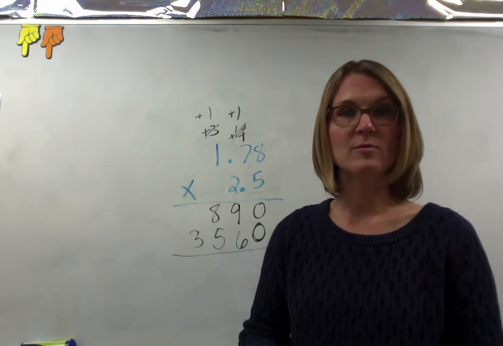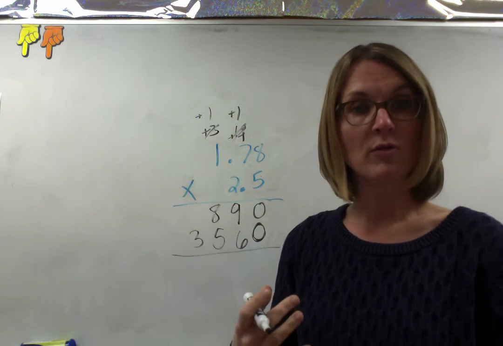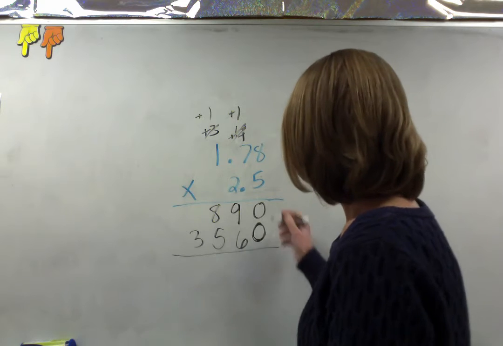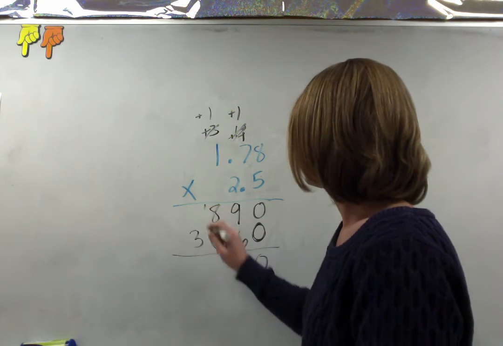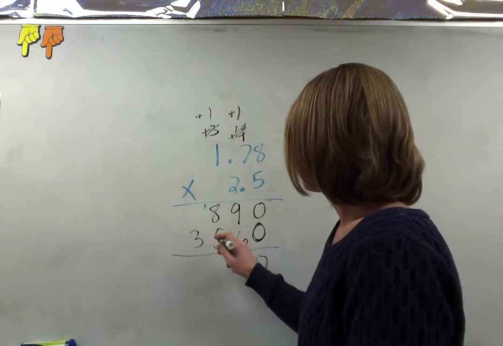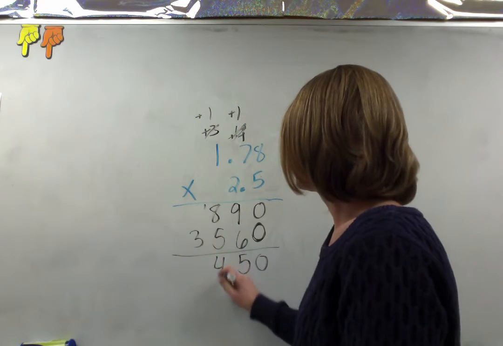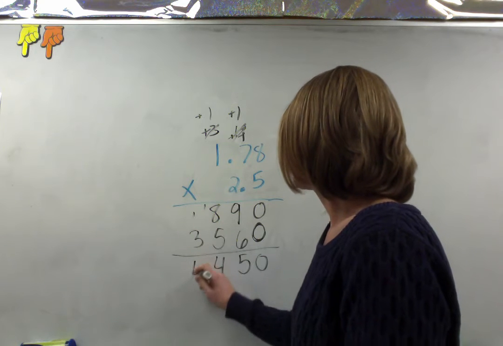Now, just like regular multiplication, we're going to add both of those rows together. So 0 and 0 is 0. 9 and 6 is 15. Carry the 1. 8 and 5 is 13, plus 1 is 14. Carry the 1. And 3 and 1 is 4.